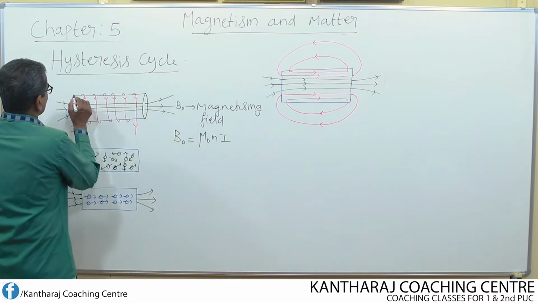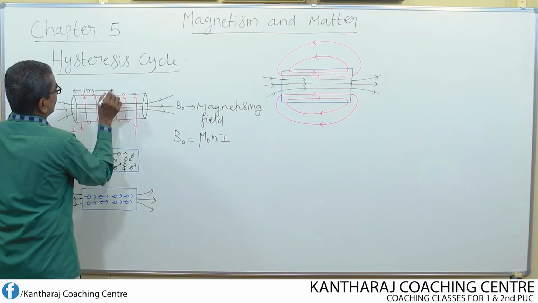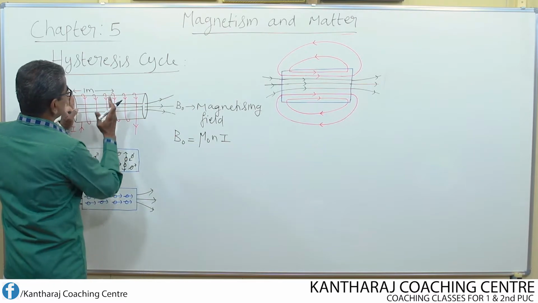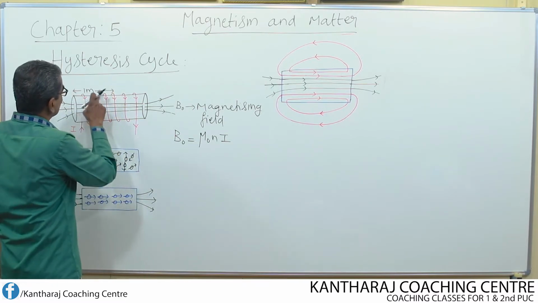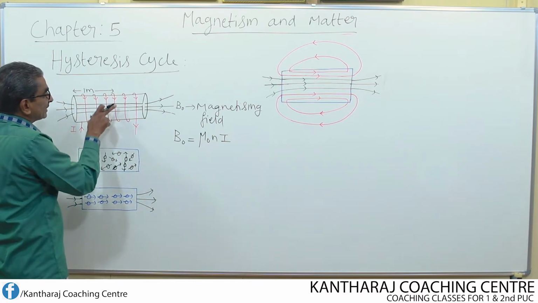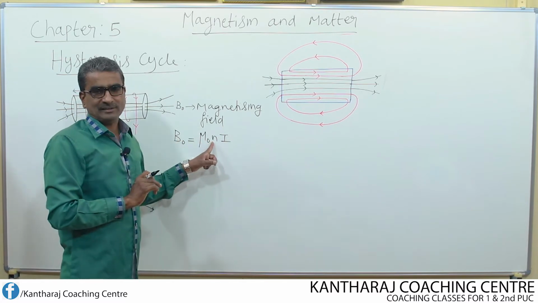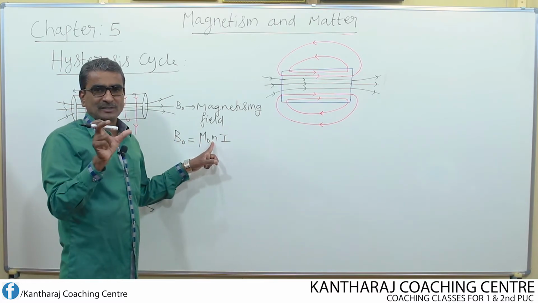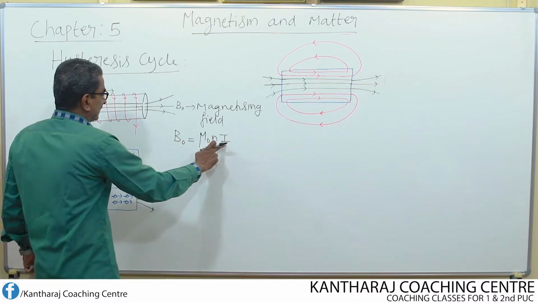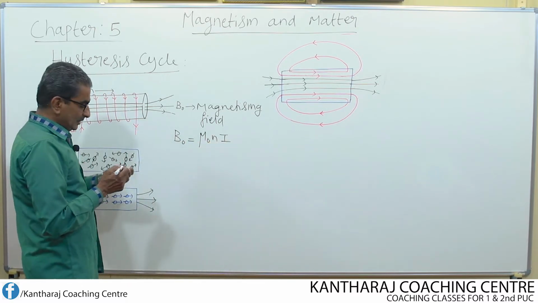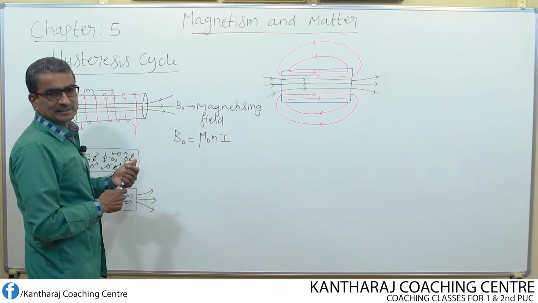That means from this end to this end, if I consider this length as equal to 1 meter, then in this 1 meter, how many turns of wire are contained? That is nothing but N. So number of turns present in 1 unit length of the solenoid, and I is the current flowing through the solenoid. So this magnetizing field, mathematically, can be represented like this.